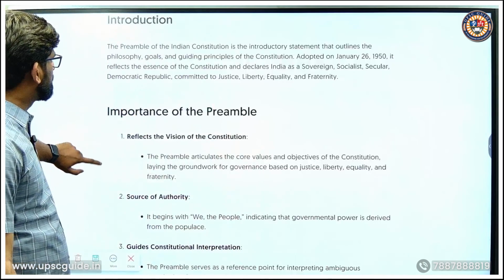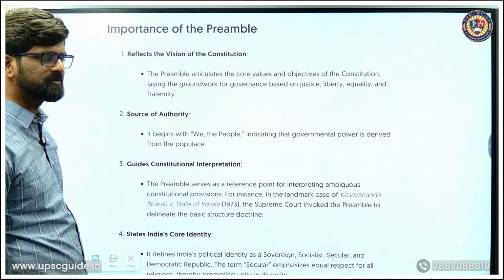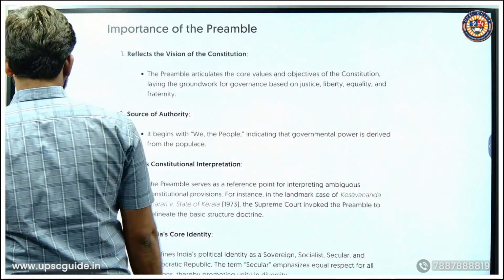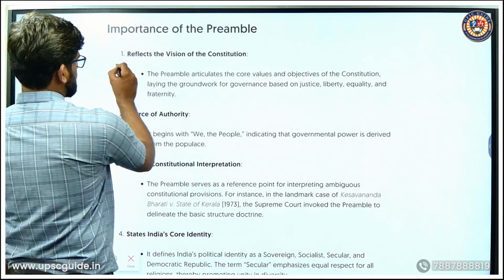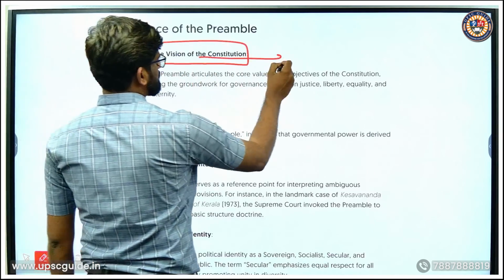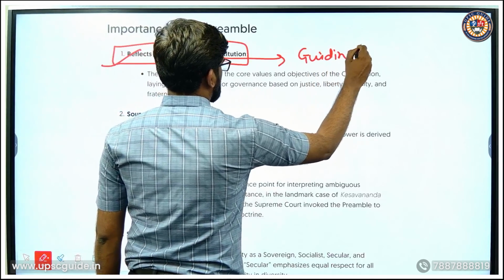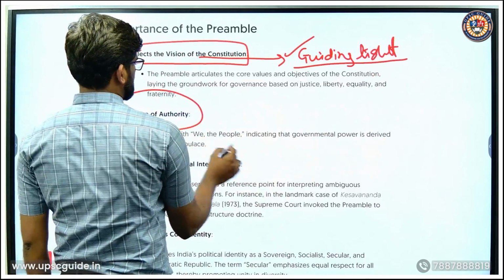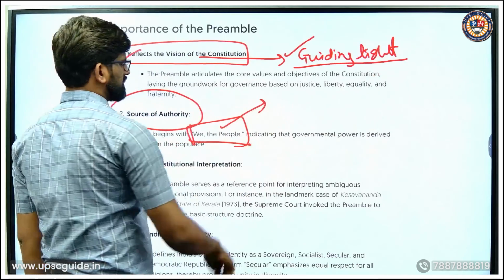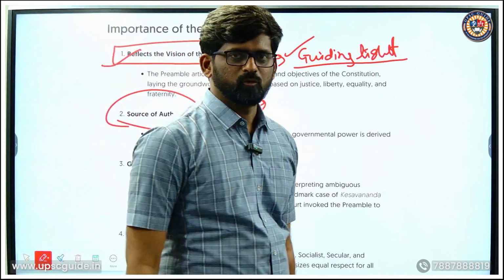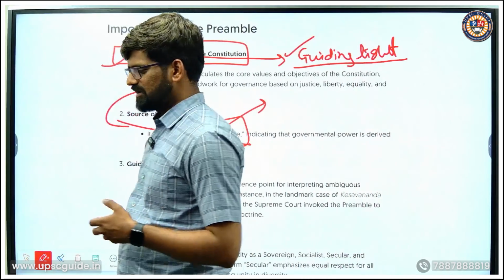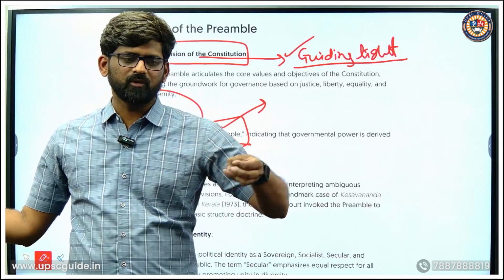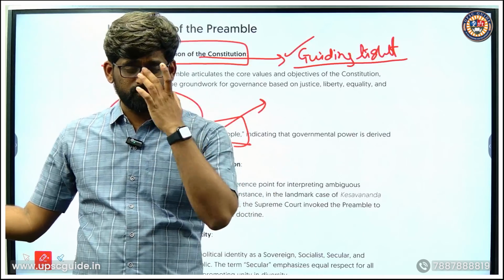Okay, so the importance of the Indian preamble: we know that there are four things the Indian preamble mentions. First is the vision of the Constitution, what we want to achieve. This vision becomes the guiding light for lawmakers. Then it is a source of authority. It always tells that we the people are the owners of this nation. We the people, we are a democracy, and we the people have created this Constitution. We have given authority to everything that is happening in the country.